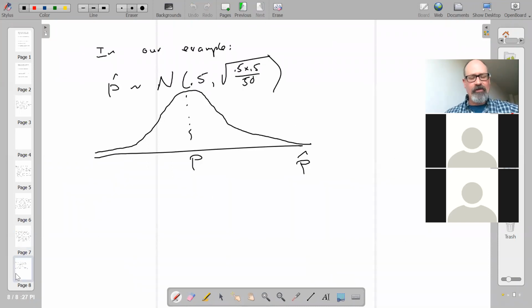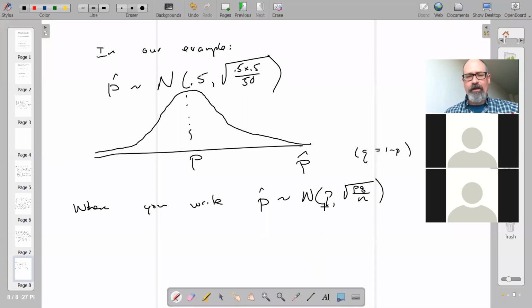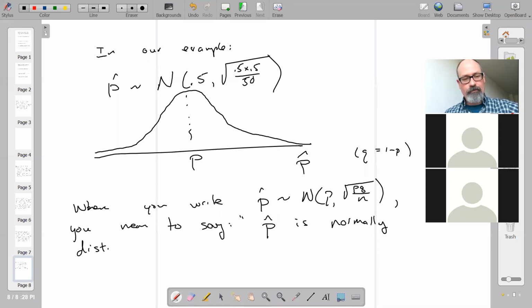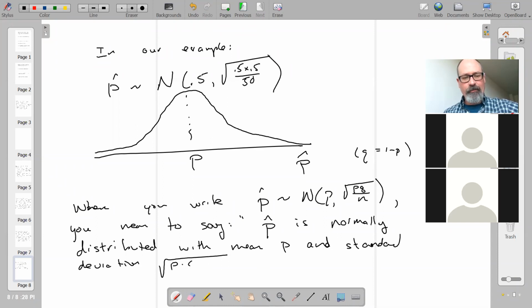Yep. So it may be just easier to write. When you write this symbol, p hat, and you see that thing right there, remember that q is 1 minus p. When you write this, you mean to say something like this: p hat is normally distributed with mean p and standard deviation. So maybe I'll write it in terms of p, that might be a little easier: the square root of p times 1 minus p divided by n. So they're not really xy coordinates. It's a description of the parameters of the normal model that we'll use. Gotcha. Okay. That's all it is.